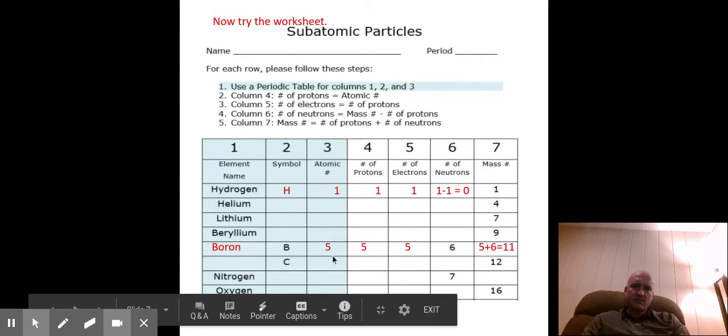Boron is done down here as well. Atomic number 5, 5, and 5. They got 6 neutrons given, so to find mass number you add the 2 particles with mass, the protons, which is 5, plus the neutrons, which is 6, and so 11 is the mass number.